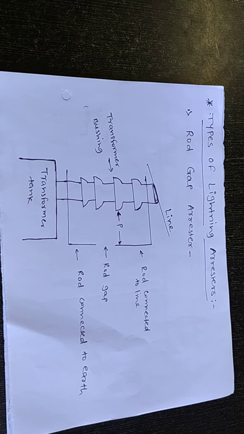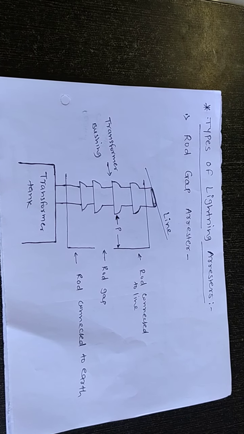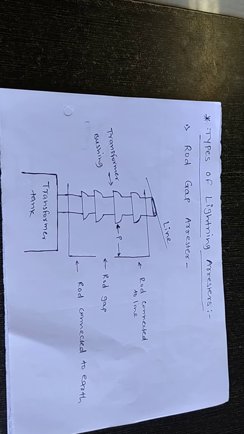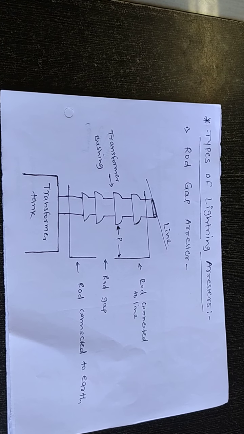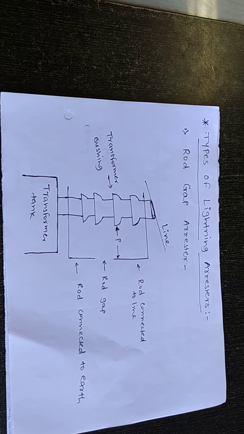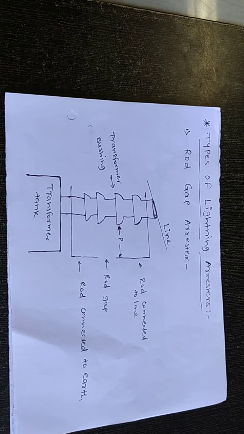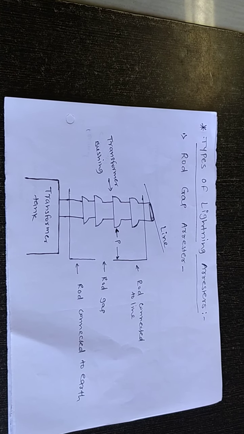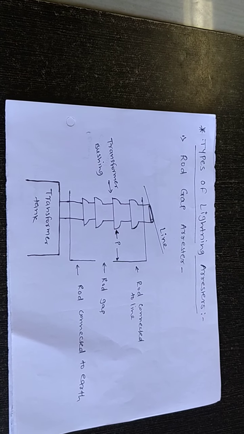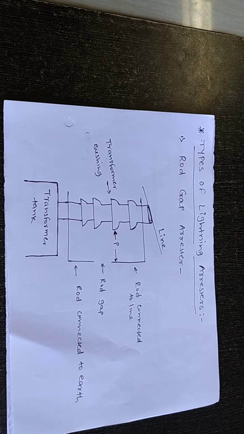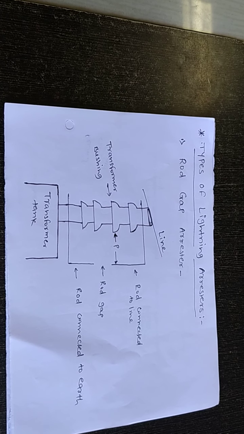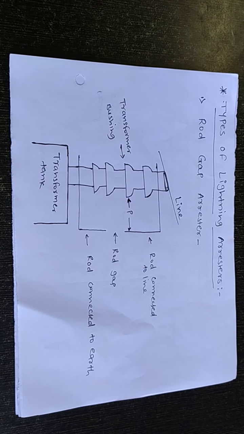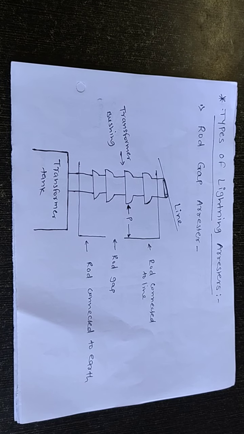The first topic is the types of lightning arrestor. The first one is the rod gap arrestor. It consists of two 1.5 centimeter rods which are bent at right angle with a gap between them, as shown in the figure. One rod, say the upper one, is connected to the line circuit, and the other rod is connected to the earth. The distance between the gap and the insulator must not be less than 1/3 of the length of the gap, so that the arc may not reach the insulator and damage it.